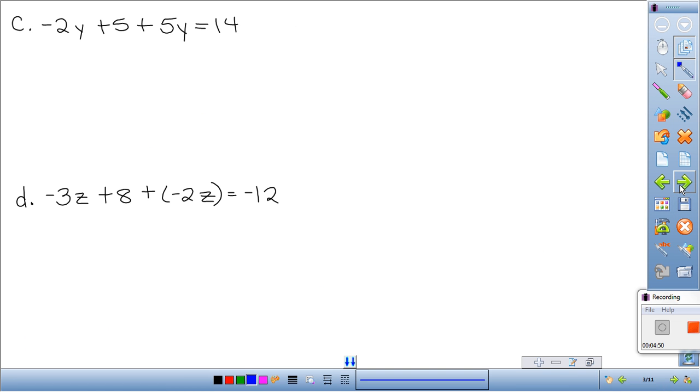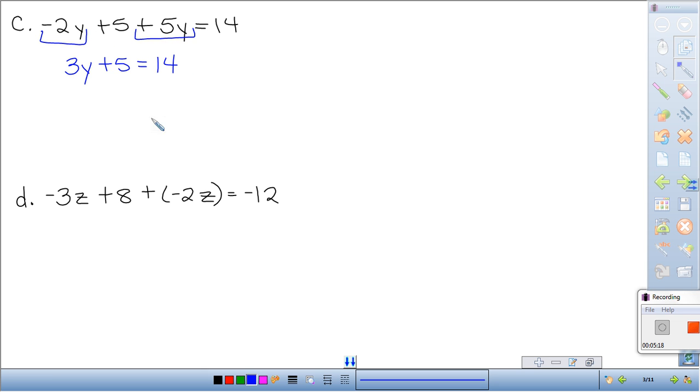All right, 2 more on this example. Again, we have this negative 2y and a positive 5y. We need to get all our y's together before we can start solving for y. So negative 2y and a positive 5y, 5 minus 2. They have different signs, one positive, one negative, so we have to subtract. 5 minus 2 is 3y, and keep the sign of the larger digit, which is 5, plus 5 equals 14.